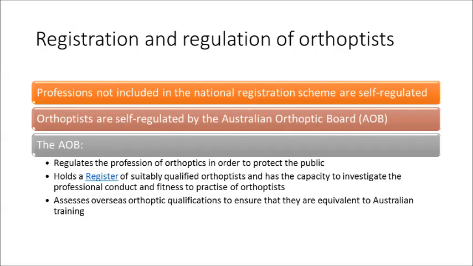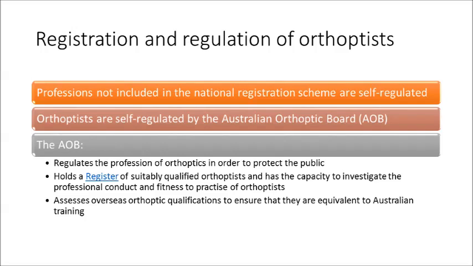Let's now move on to consider the registration and regulation of orthoptists, because this is what's specific for you. As you would have noted in your last reading, professions not included in the National Registration Scheme are what we call self-regulated. So orthoptists, while not part of the national scheme, are self-regulated by the Australian Orthoptic Board, or AOB. Once you successfully complete your orthoptic studies, you'll be required to register with the board in order to work as an orthoptist in Australia.